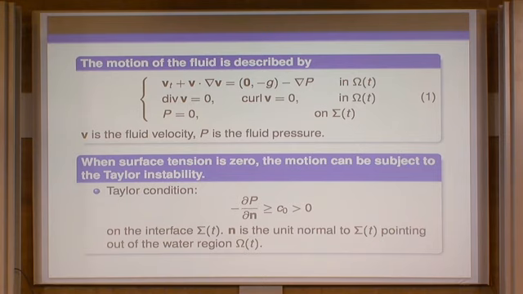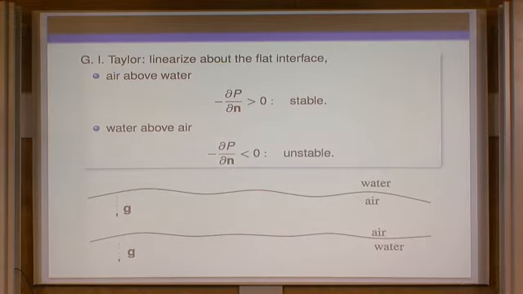Of course, this is a rough explanation. This Taylor condition criterion was formulated by G. I. Taylor in his paper in 1950. Essentially, he looked at two simple situations. When the water is above air, he calculated this, which is pretty easy, and finds it is always negative, so it's an unstable situation. It's pretty clear that if water is above air, it's unstable. If air is above water, it is stable. And he calculates negative dP/dN as possibly stable.